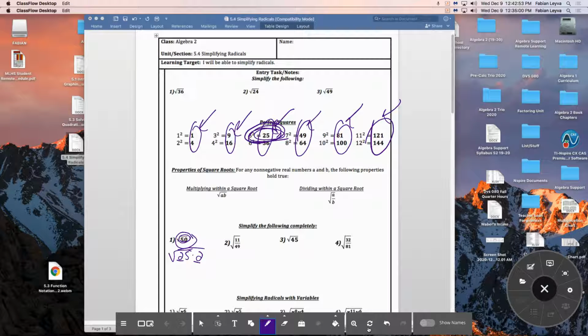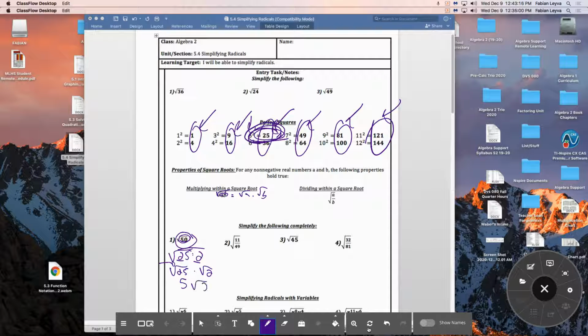Now remember our properties. If we're taking the square root of two numbers multiplied within a square root, we can separate and take the square root of each. So let's do that, because these are just multiplying. So the square root of 25 times the square root of 2. And let's see if we can simplify these. What is the square root of 25? What times itself equals 25? I believe that's a 5 hidden in my scribbles.